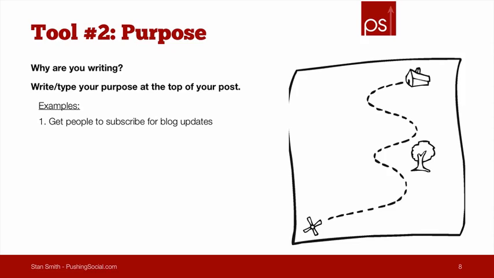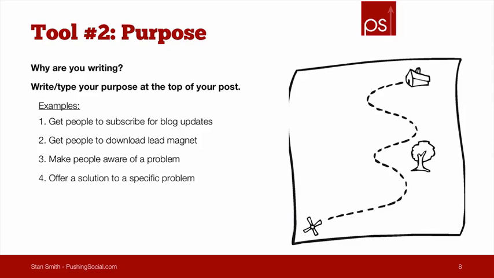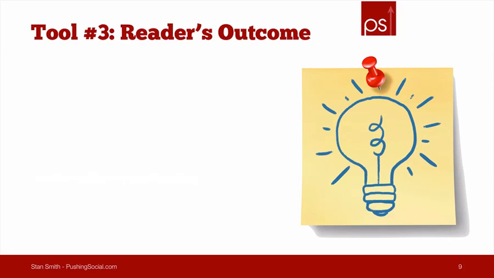Okay, so if you really want to inspire people or motivate people to sign up for blog updates, give them a reason to do so. Write a great blog post and then tell them, if you want to get more posts like this, subscribe. Another thing is to get people to download your lead magnet or to make people aware of a problem. A lot of times, especially if you're running a business, you need to generate demand. And you generate demand by making sure that they're aware of their problem. Okay, so that could be another purpose for writing your blog post. It could be to offer a solution to a specific problem, and so on.